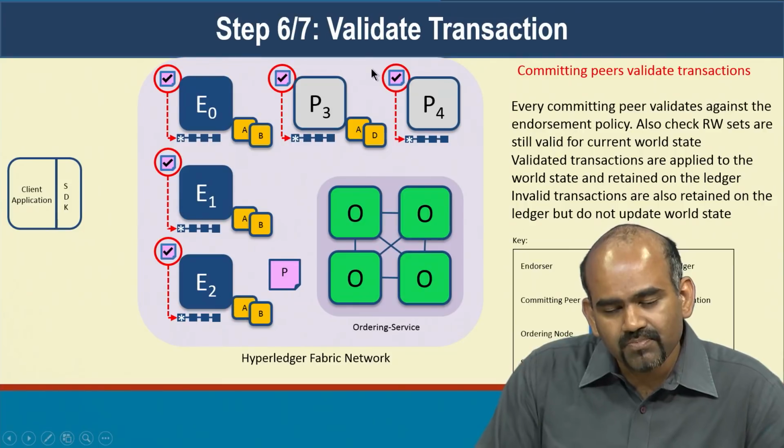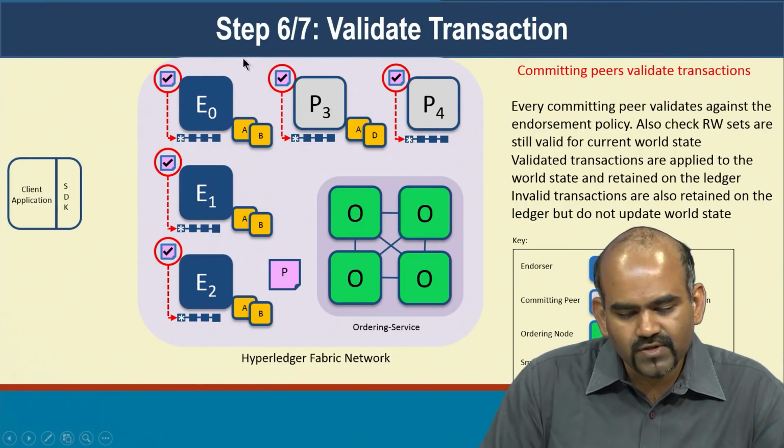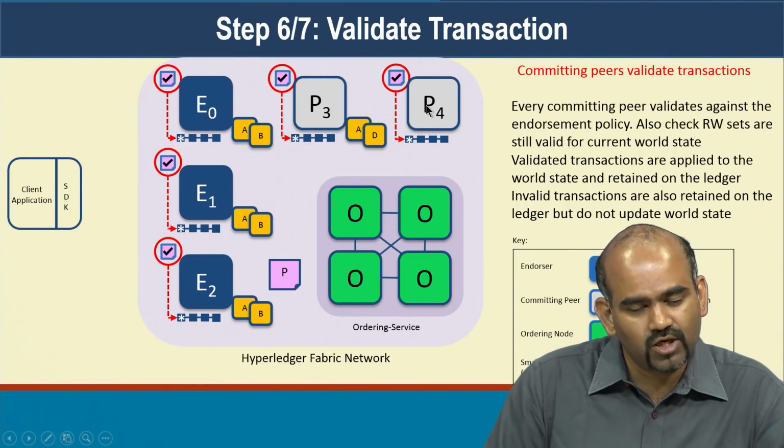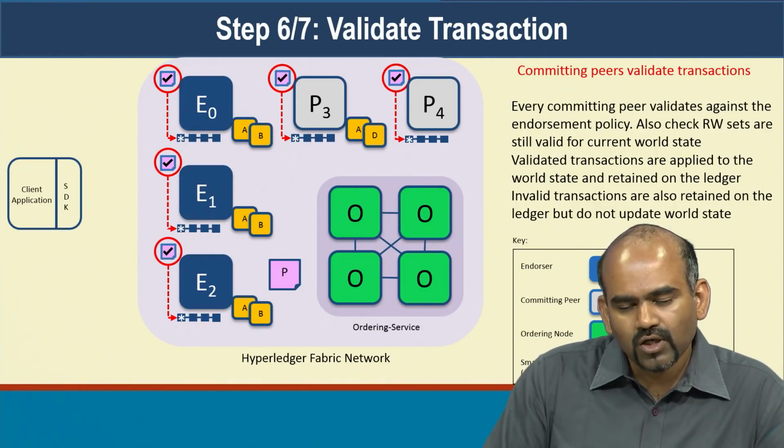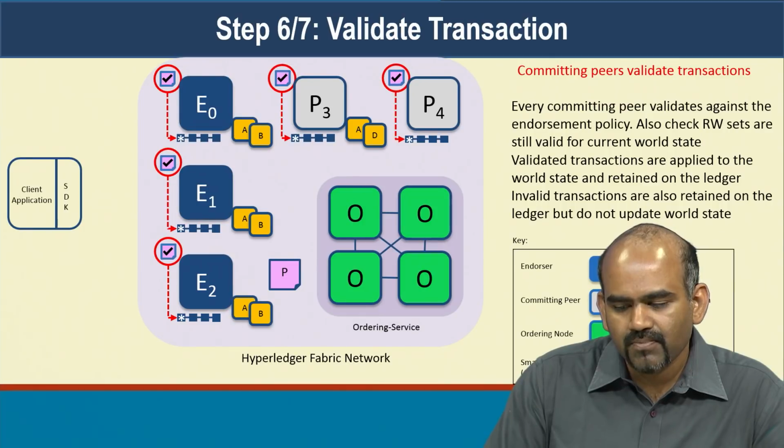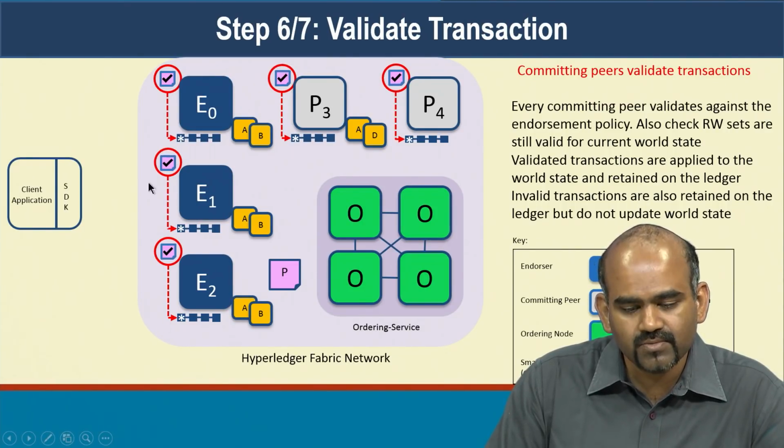Then the next step in the process is now all of these peers have received a block of transactions. Let's say there are 100 transactions in this block. Now, not all 100 of these transactions may be valid transactions. What are some of the reasons why a transaction might be invalid?